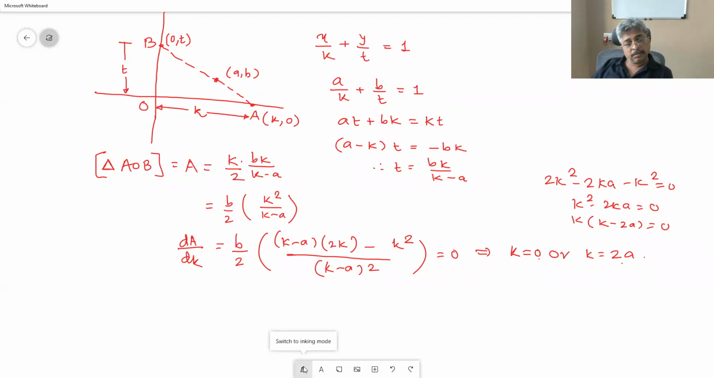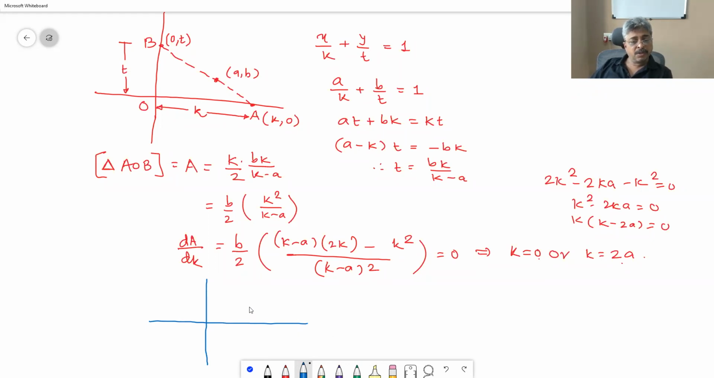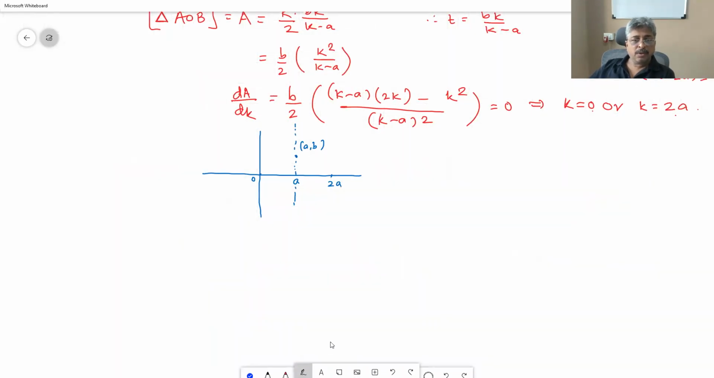Okay, so this is (a, b). So this is a, this is 2a, and this is 0. So k is equal to a, not acceptable, therefore dotted line. Function is undefined. And to the right of a, if you put a value little greater than a, then this fraction is going to be very small, and therefore the graph is going to be asymptotic like this.